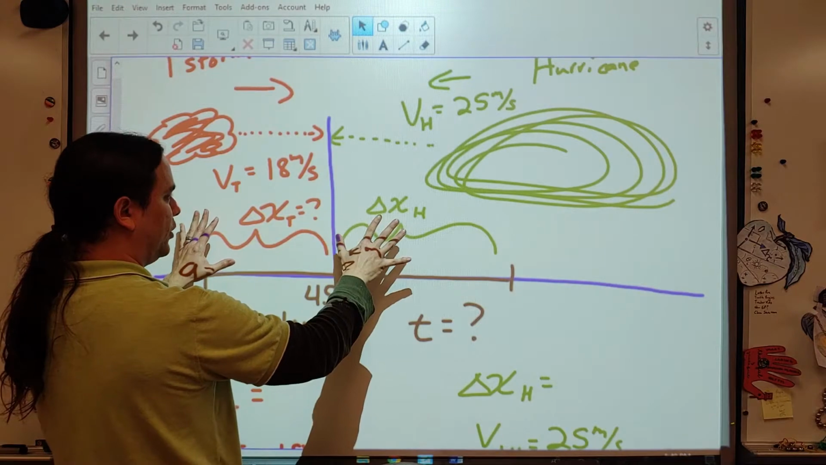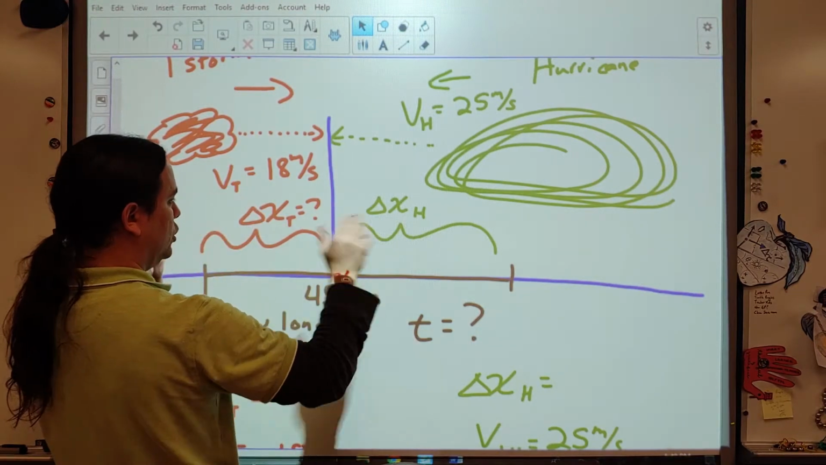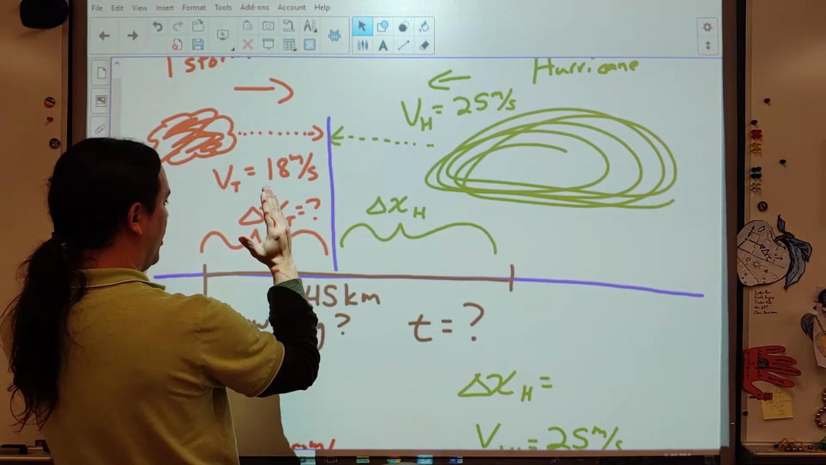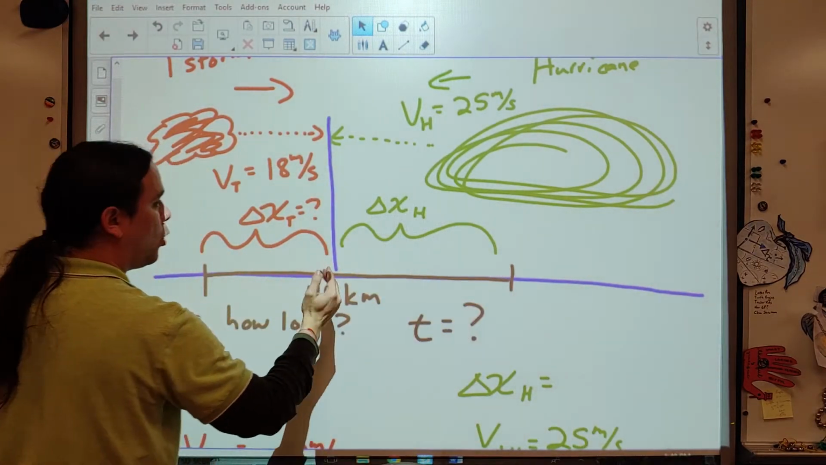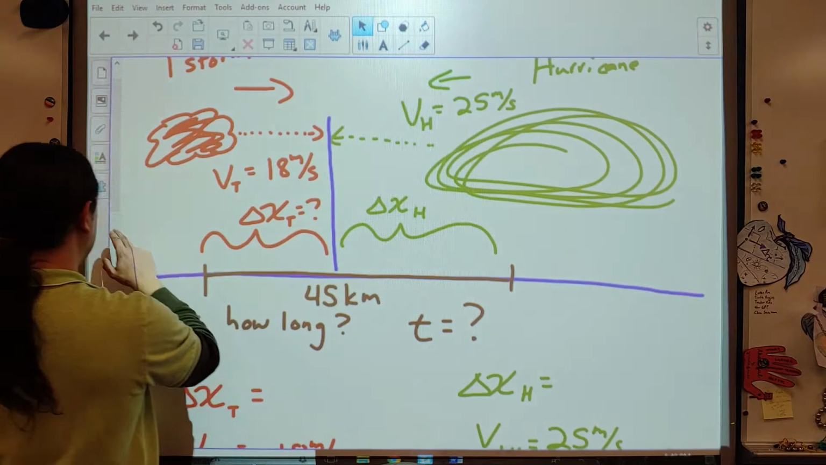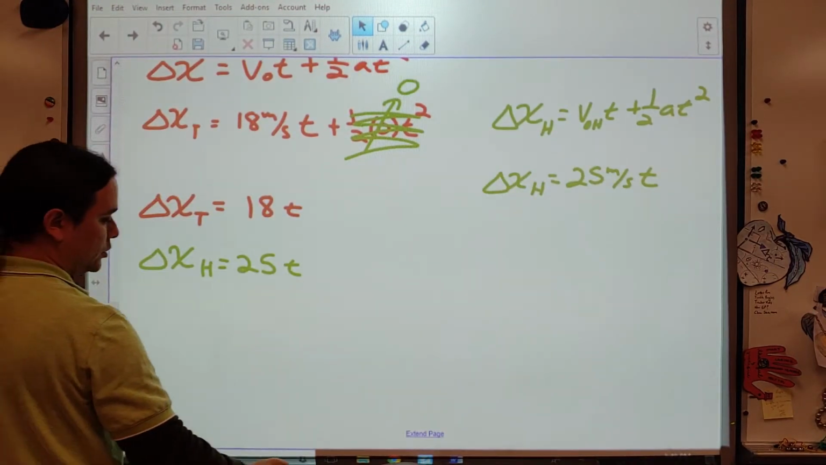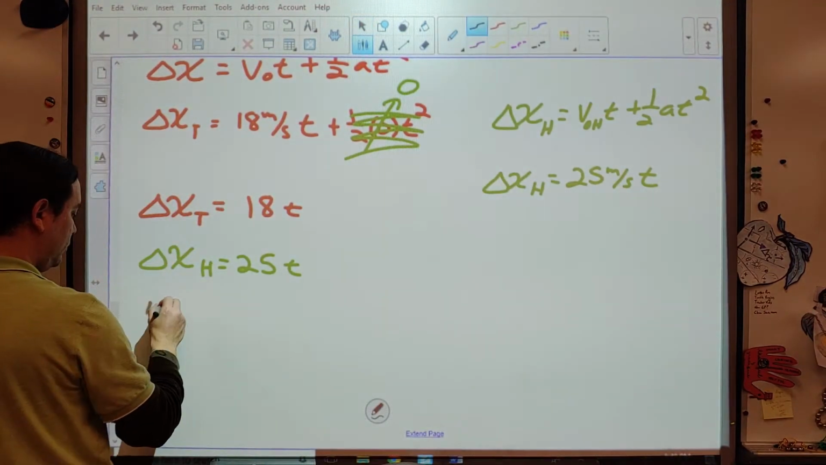I like working with it like this where I can see it drawn out, just using the magnitudes. I know that whatever this is and whatever this is, they have to add up to be 45 kilometers so that they meet at some point in between. So here's my last equation.